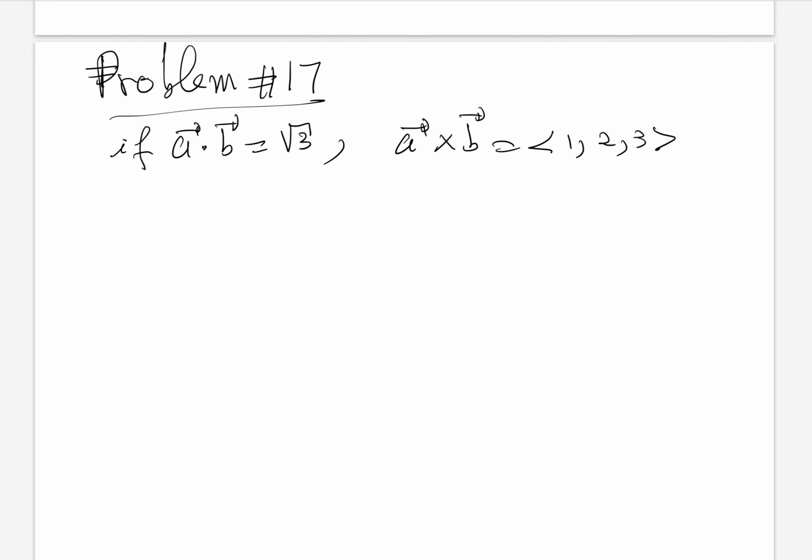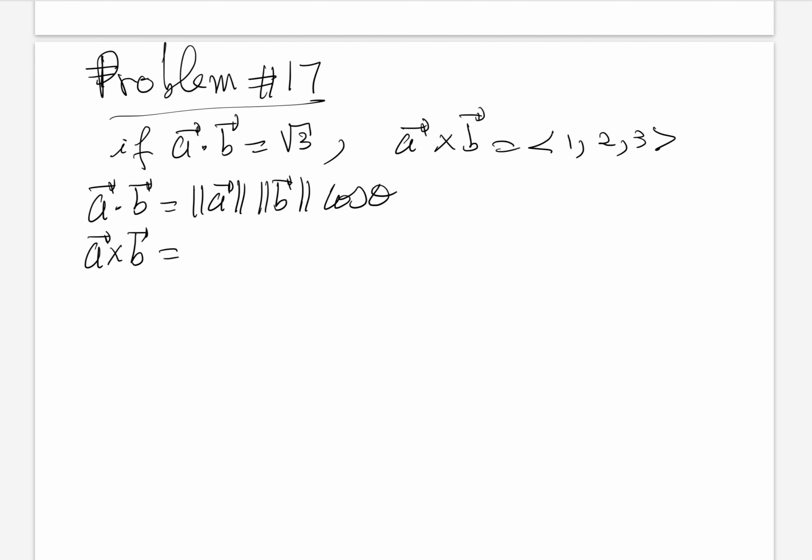Be very careful. So one thing you have to know is the dot product of this one will be the norm of A vector times the norm of B vector times the cosine of theta. And we know also A cross product B is equal to the norm of A vector, norm of B vector, times sine of theta. Okay.